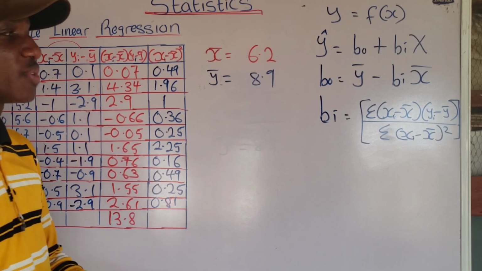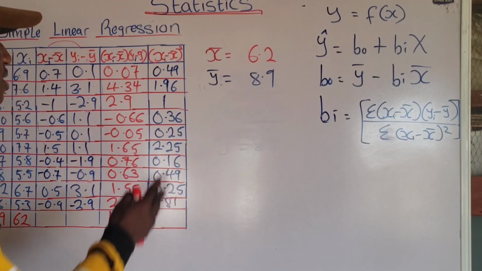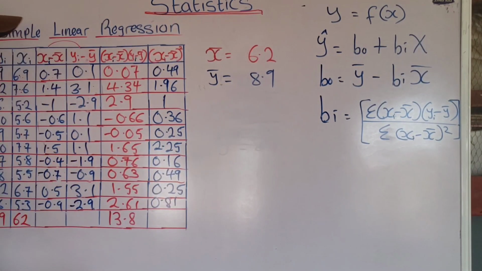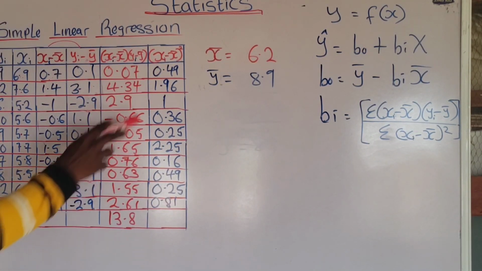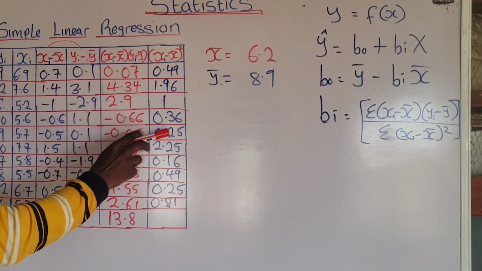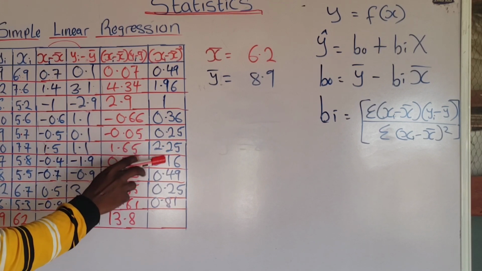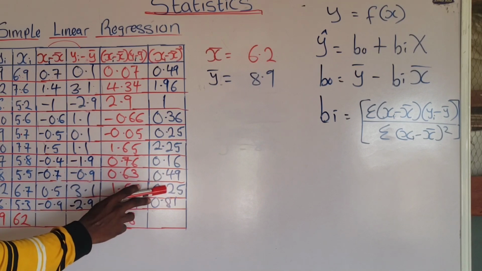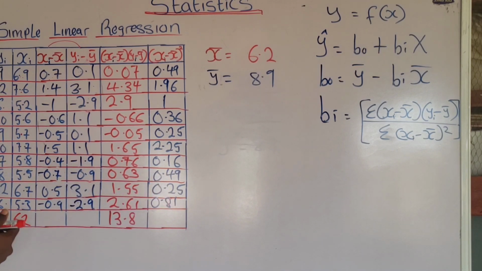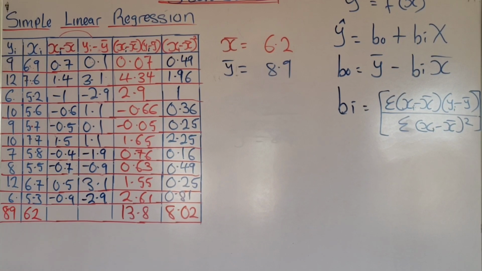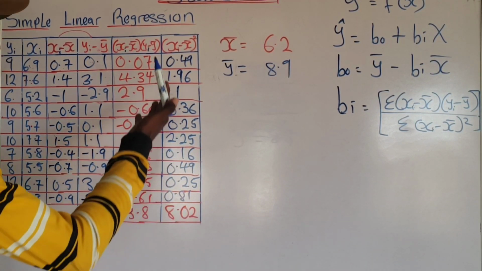We need the summation of all these values, the squares of the differences between the values of x and the mean value of x, because this sign means summation. So we need to sum all these values together. Here I'm going to have 0.49 plus 1.96 plus 1 plus 0.36 plus 0.25 plus 2.25 plus 0.16 plus 0.16 plus 0.49 plus 0.25 plus 0.81. That is 8.02. So here I'm going to have 8.02.